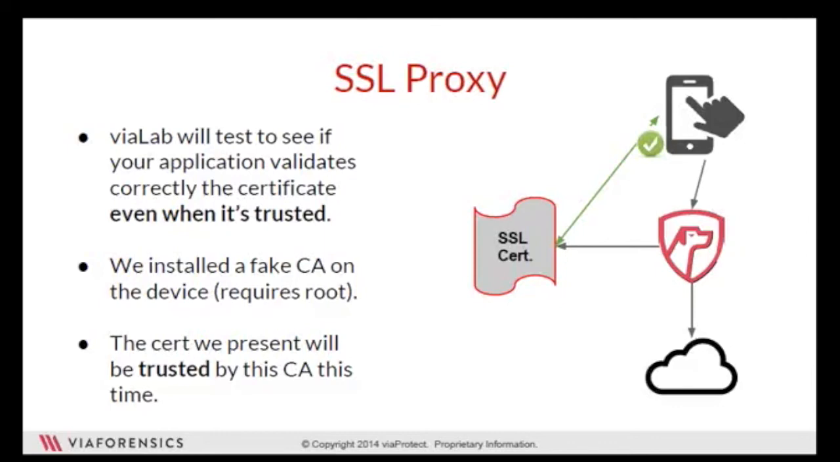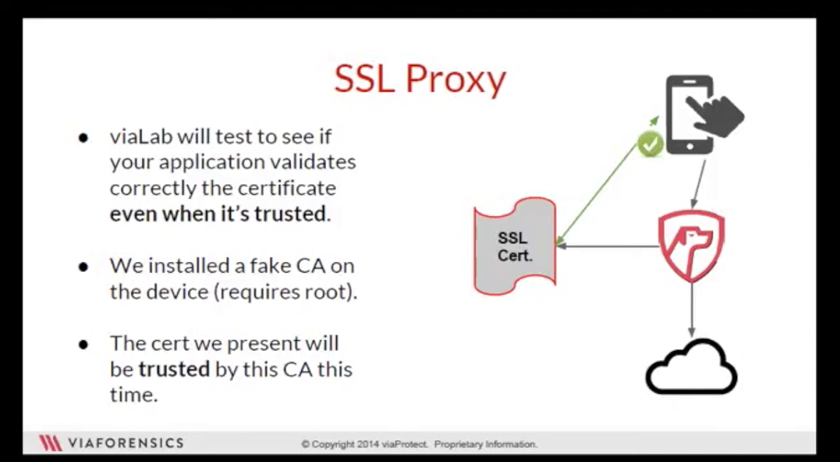Just before we run to the recommendation, I want to talk about the SSL proxy attack. SSL proxy is similar to the man-in-the-middle attack, except that this time the certificate that we provide is trusted by the phone. And how do we do that basically? Well, we installed a fake certificate authority on the device itself. It requires root to do that, but we want to do that so that we can see if your application, even if it's trusted by the phone, is doing additional checks, and it's called SSL pinning to defeat that. But basically, it's doing additional checks to see if the SSL certificate is actually the one expected by the application.